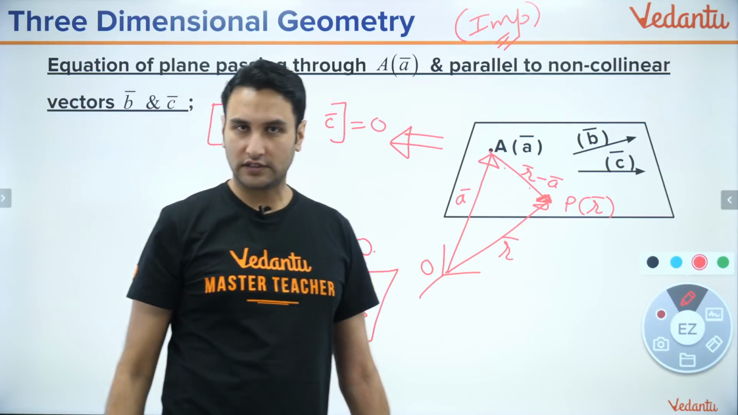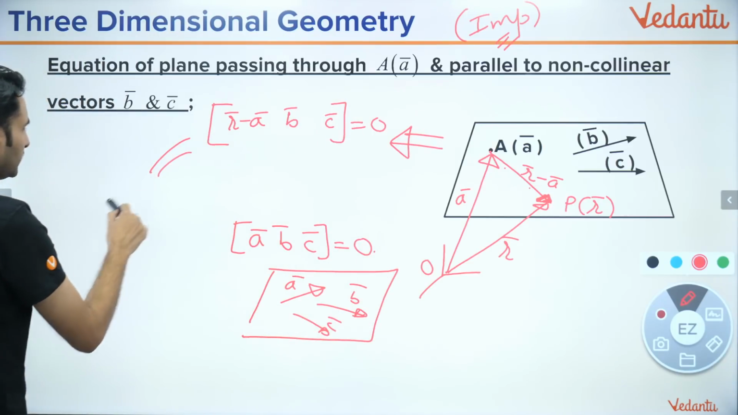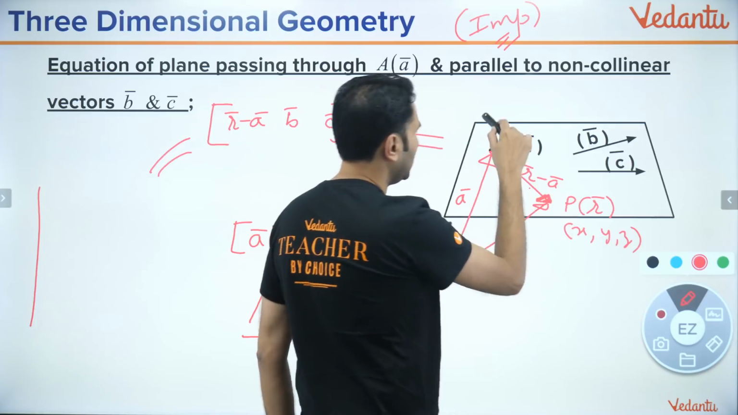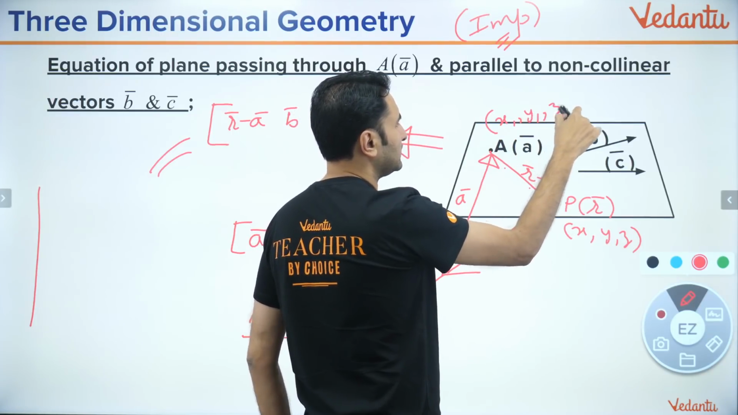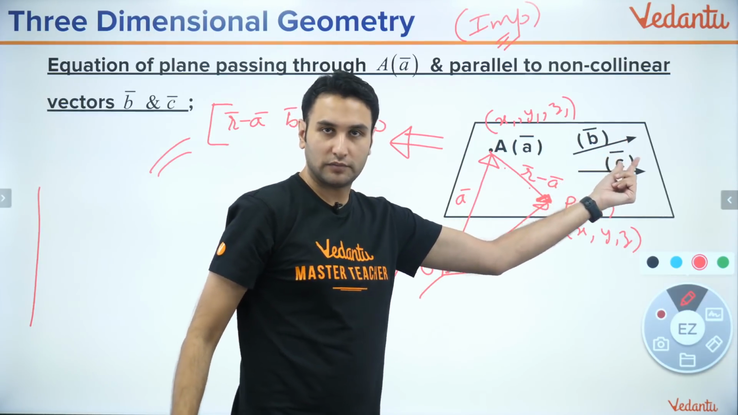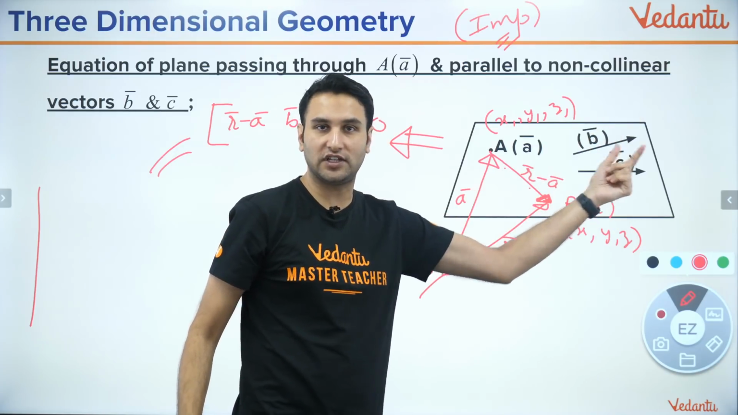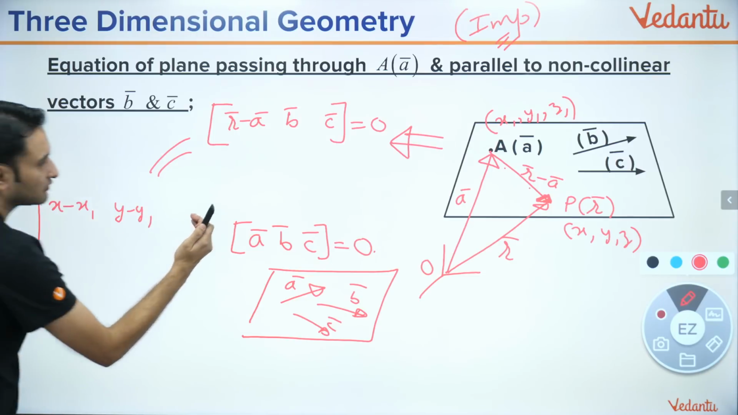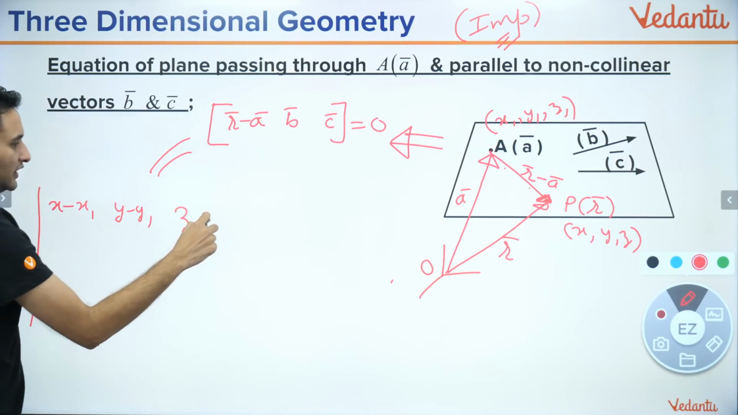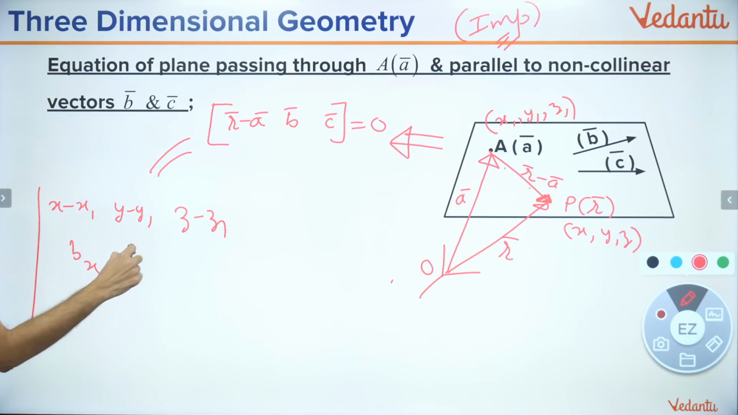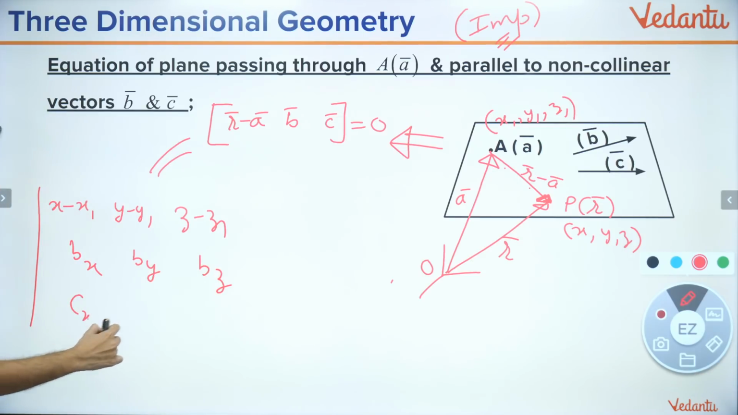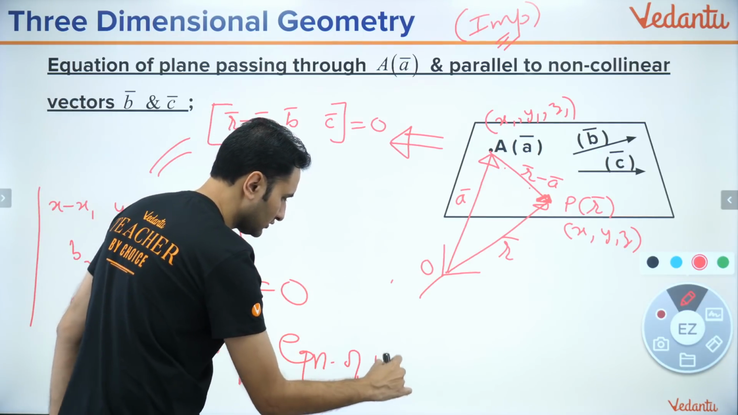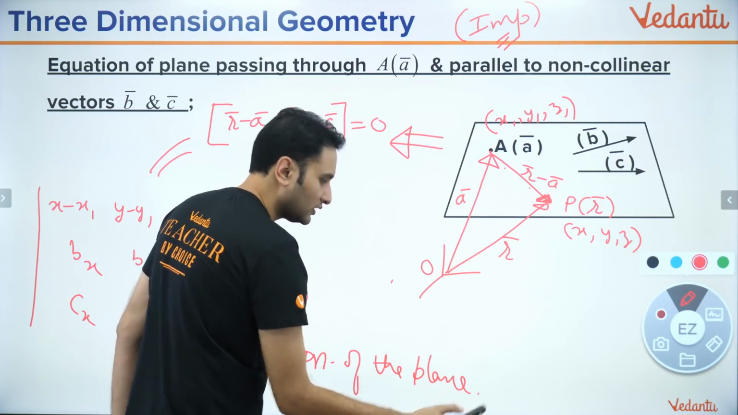You can solve it. क्या हो जाएगा? In terms of the determinant, मान लो ये r कितना है? r is x, y, z. a कितना है? x1, y1, z1. ये कितना है? bx, by, bz, cx, cy, cz, i, j, k. तो कितना हो जाएगा डिटरमिनेंट के फॉर्म में? x माइनस x1, y माइनस y1, z माइनस z1, bx, by, bz, cx, cy, cz. This is the equation of the plane.